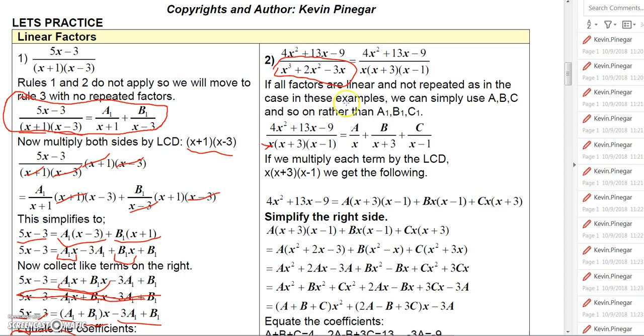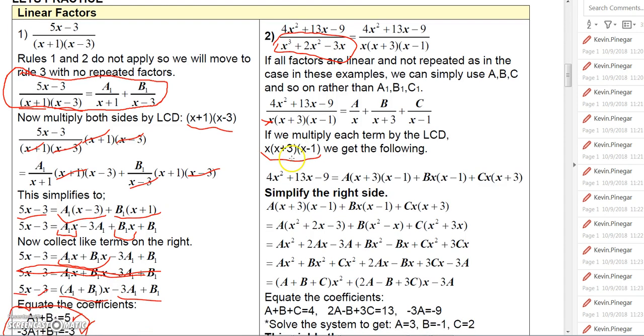Okay, now, we know that the LCD was x times (x + 3) times (x - 1). So if we multiply this by the LCD, then it'll just cancel the denominators and I'll just get the numerator.